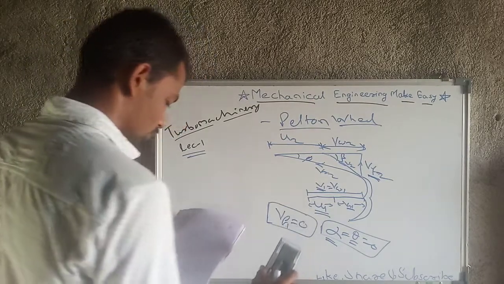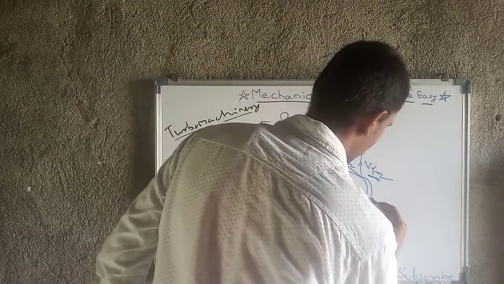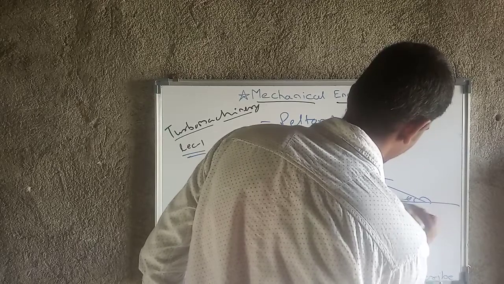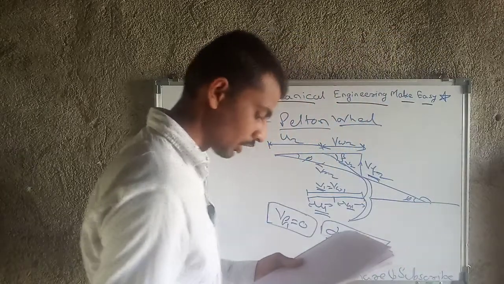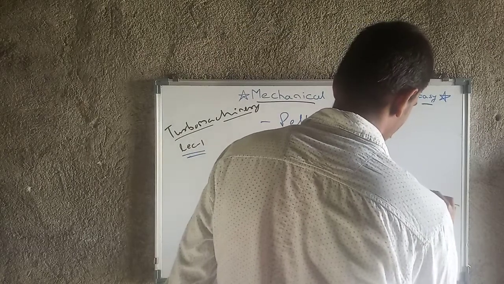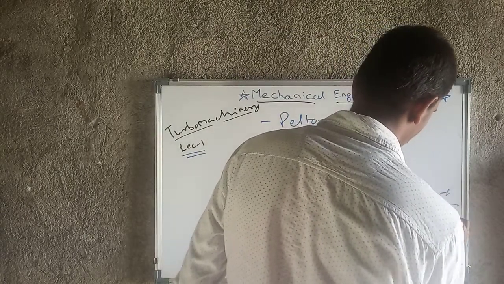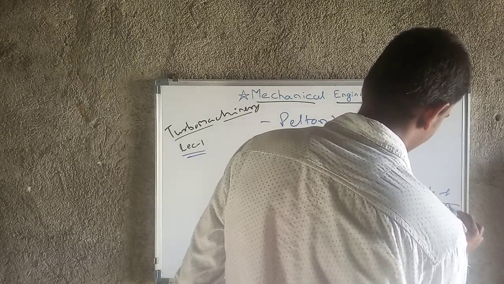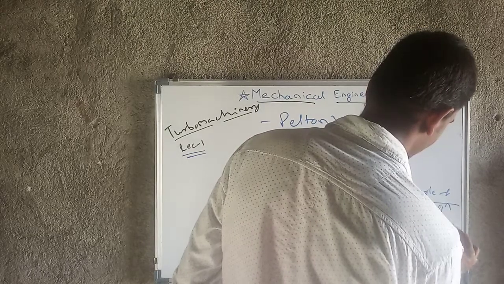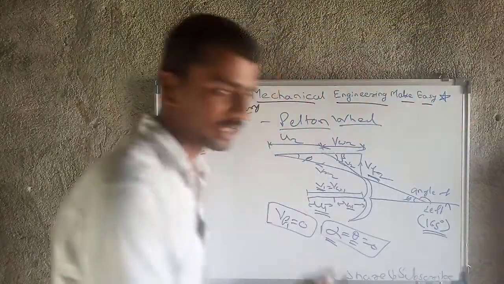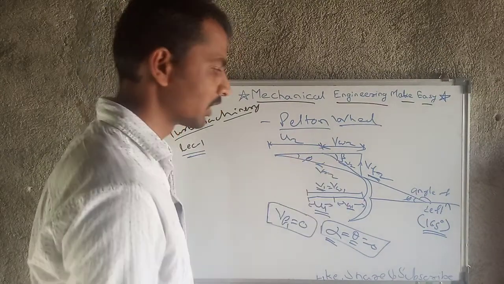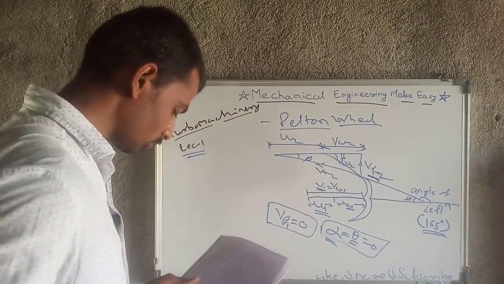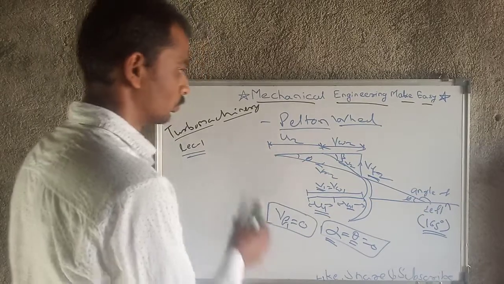Okay, so one term remains. This is phi, which we know, but this is the angle of deflection, and it is generally 165 degrees if not given. If the value of the angle of deflection is not given, then you can take that value as 165 degrees. This is the general value. So draw this figure. I will move on to the next.